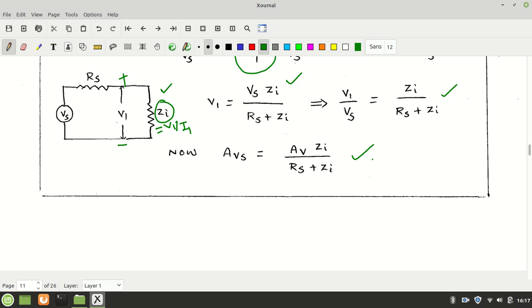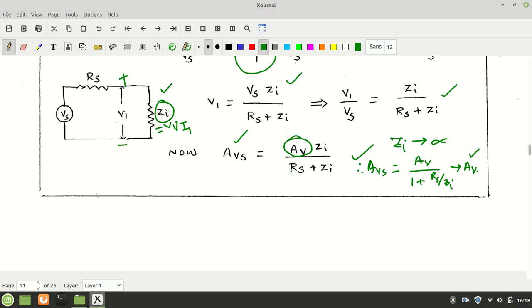So here you can draw the physical significance. If an amplifier is such that Zi is infinite, then AVS will be AV by 1 plus Rs by Zi, so that should be equal to AV. So the maximum voltage gain is AV. Otherwise, if Zi is not infinity or not a very high value, the overall voltage gain will be lesser than the open circuit voltage gain, that is AV.